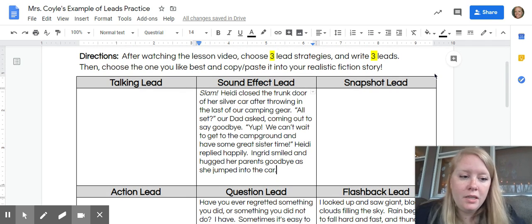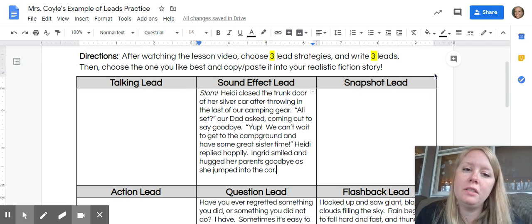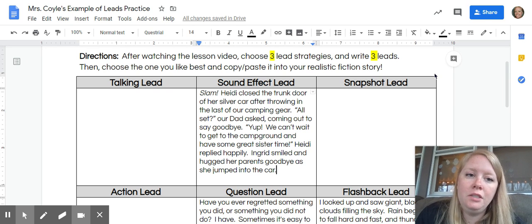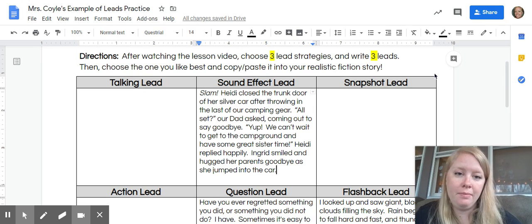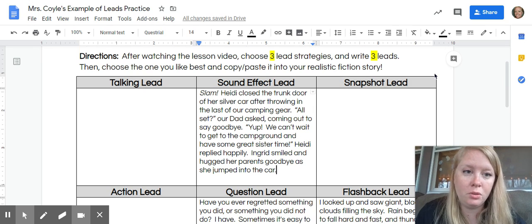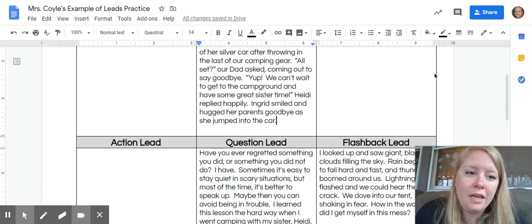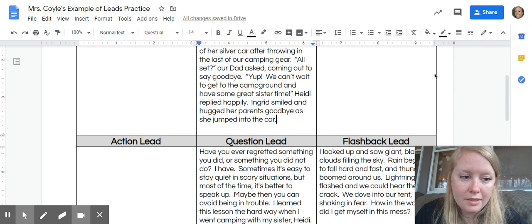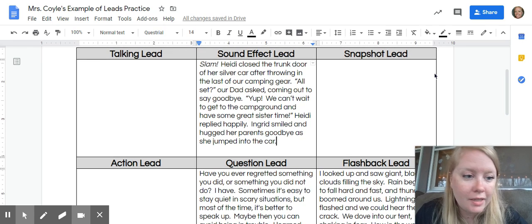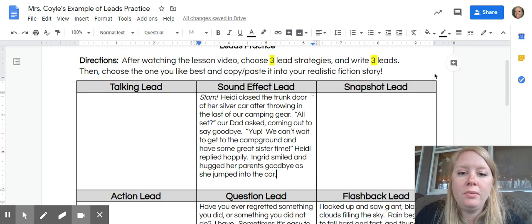So, your assignment today is to choose 3 of the different lead strategies and to write 3 leads. Then you're going to choose the one that you like the best and copy and paste it into your realistic fiction story. So, this isn't as daunting as it sounds. You already saw the slides, but if you want to go back and check them out again, that's fine. So, here are my 3 examples that I chose for my story.